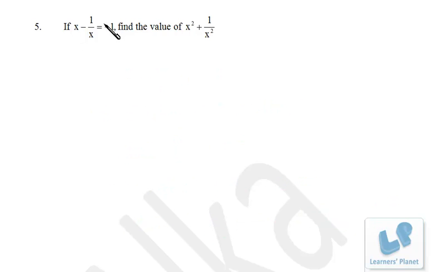Now in this case x minus 1 upon x is given. So just follow the same procedure. Square both the sides.